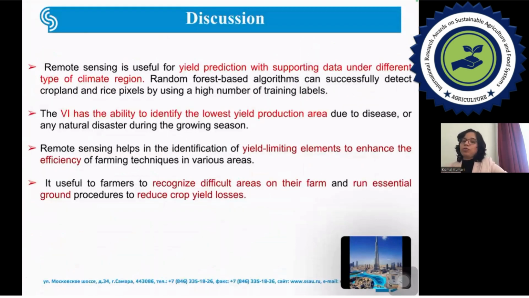Remote sensing is useful for yield prediction with supporting data under different types of climate regions. A random forest-based algorithm can successfully detect cropland and rice pixels by using a high number of training labels. The vegetation index has the ability to identify the lowest yield production areas due to disease and natural disaster during the growing season. It is helpful in the identification of yield limiting elements to enhance the efficiency of farming techniques in various areas, and also useful to farmers to recognize difficult areas on their farm and run essential ground procedures to reduce crop yield loss.